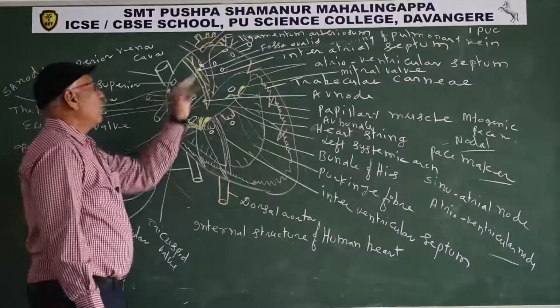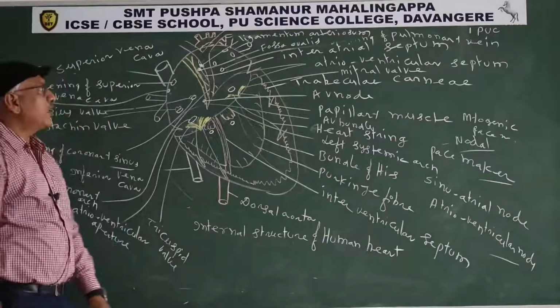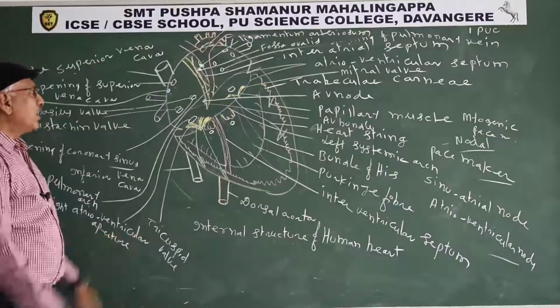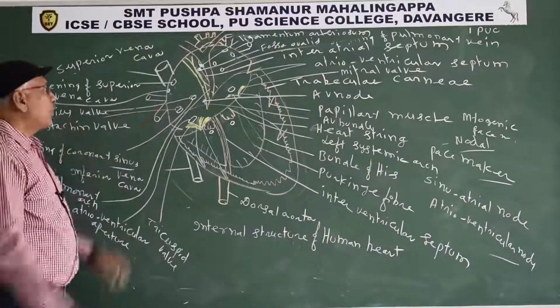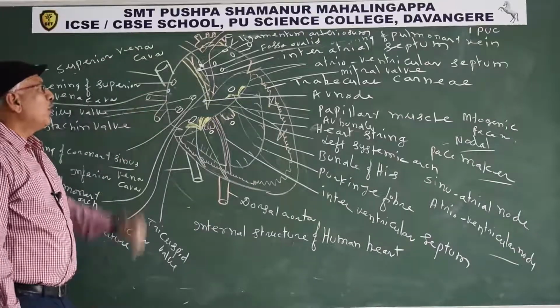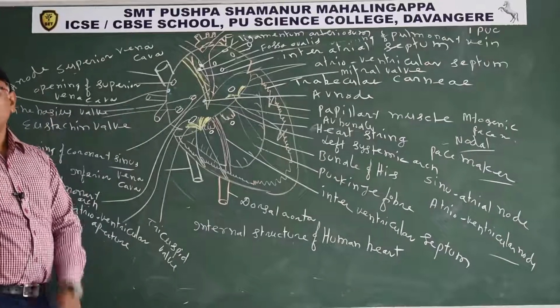Before birth, the opening present in the interatrial septum is known as the foramen ovale. After birth, the lungs are fully functional. The lungs press the atria. At that time, the foramen ovale is converted into the fossa ovalis.